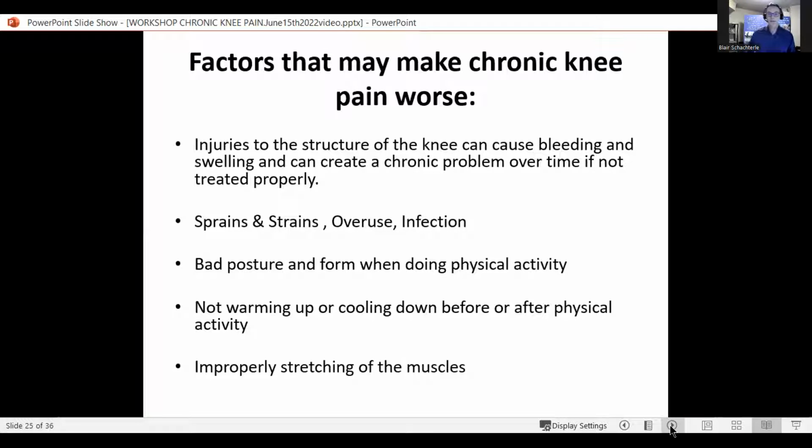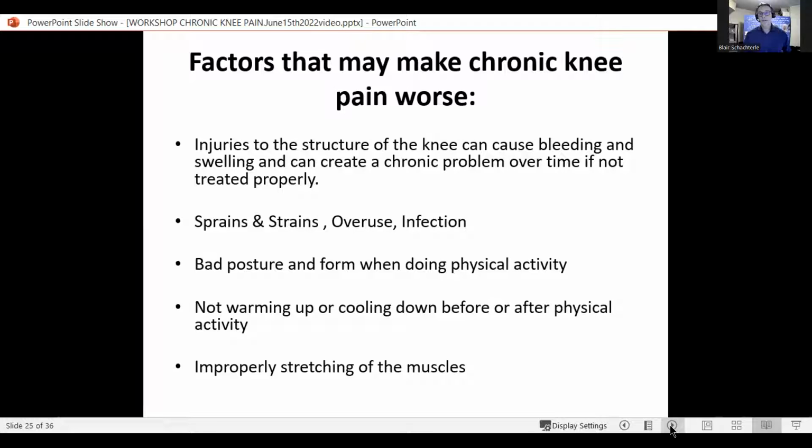And then factors that may affect chronic knee pain and make it worse. When you have an injury with bleeding within the joint and swelling, that can cause a lot of problems, so the sooner you get to that bleeding and swelling, the better. Any sprain and strain in the joint, overuse, or infection is going to deteriorate the joint faster. Poor posture during physical activity is going to be bad as well. Not warming up or cooling down before activity is really important as well.